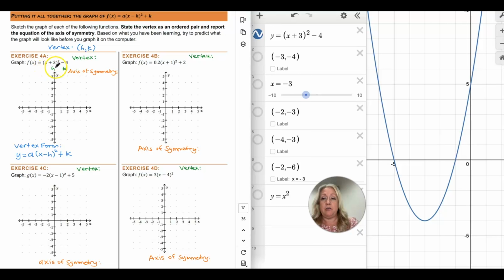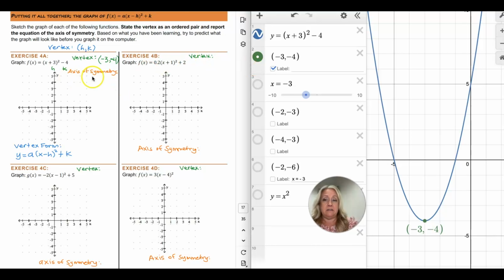Remember, we're looking to see what value of x would make this whole part go to 0. Well, negative 3 plus 3 gives us 0. So our vertex, our h value that we need is negative 3, and our k value stays just how it is at negative 4. All right, and then let's go ahead and graph this and the vertex so we can see what it looks like. So here is the graph, and if we have our vertex, we can see that it's right there at negative 3 comma negative 4.